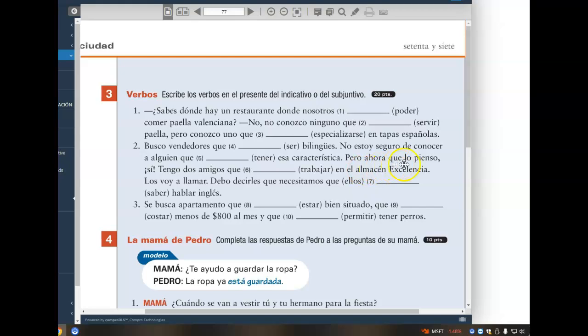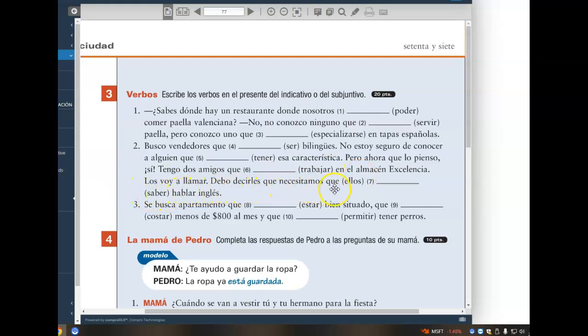Pero ahora que lo pienso, now that I think about it, sí. Tengo dos amigos. I have 2 friends que trabajan. Trabajan, present indicative, certainty. The fact that you have 2 friends that work at the Excelencia supermarket or warehouse. Les voy a llamar.